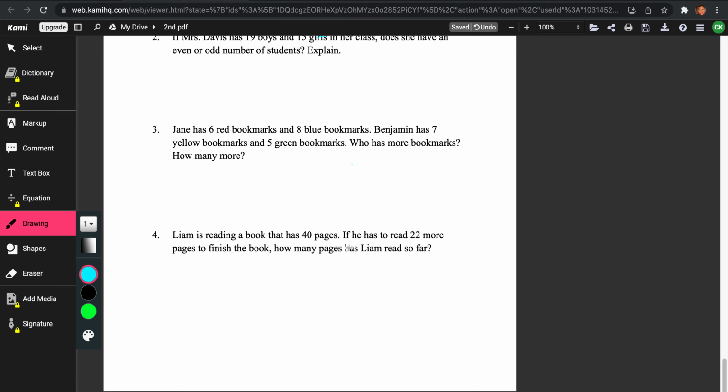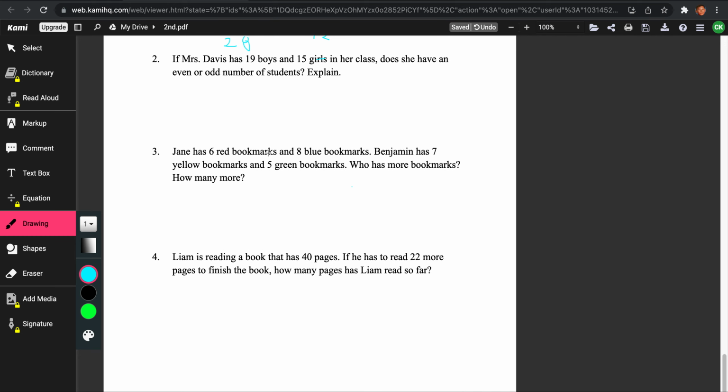Okay, let's do one more. Jane has 6 red bookmarks and 8 blue bookmarks. Benjamin has 7 yellow bookmarks and 5 green bookmarks. Who has more bookmarks and how many more? So we have to do 2 steps for this one. We're gonna find how many more and who has more. So let's look at how many.